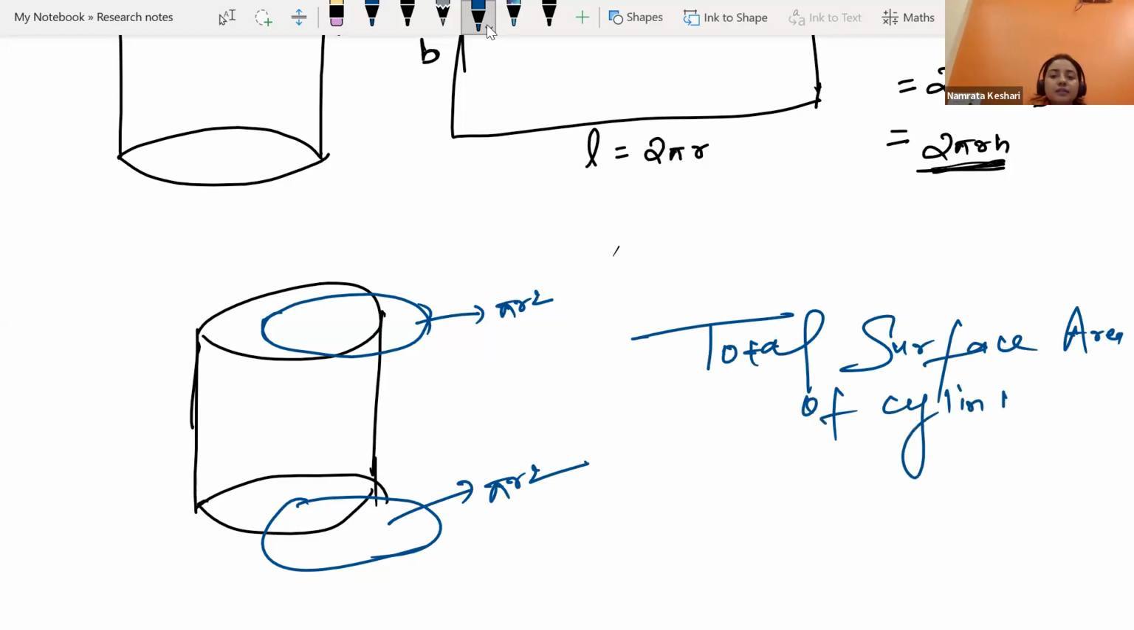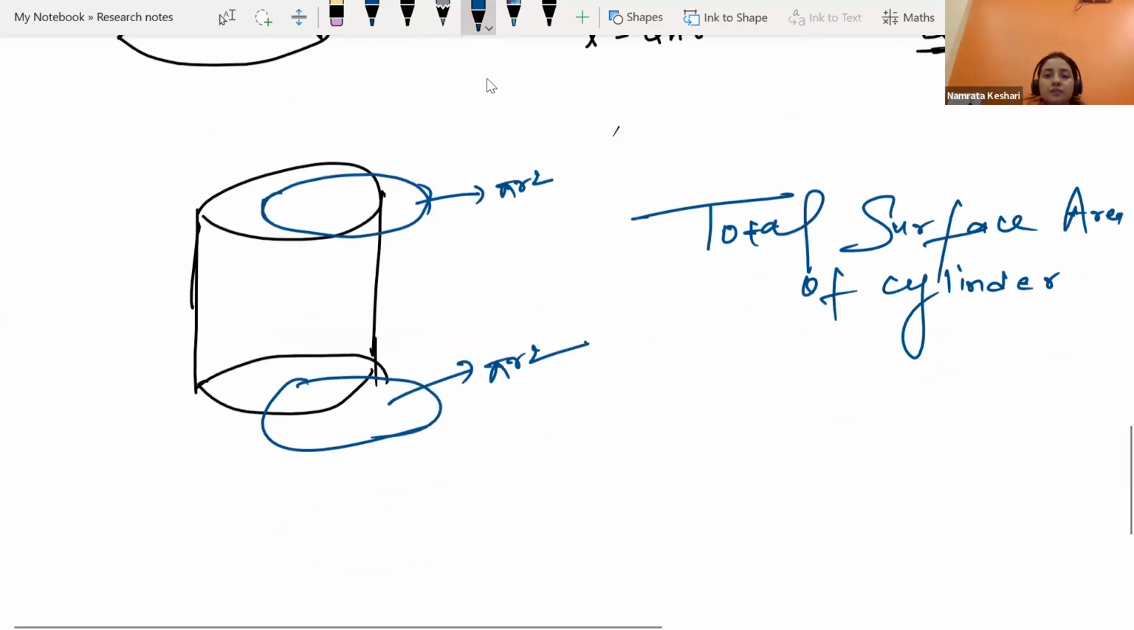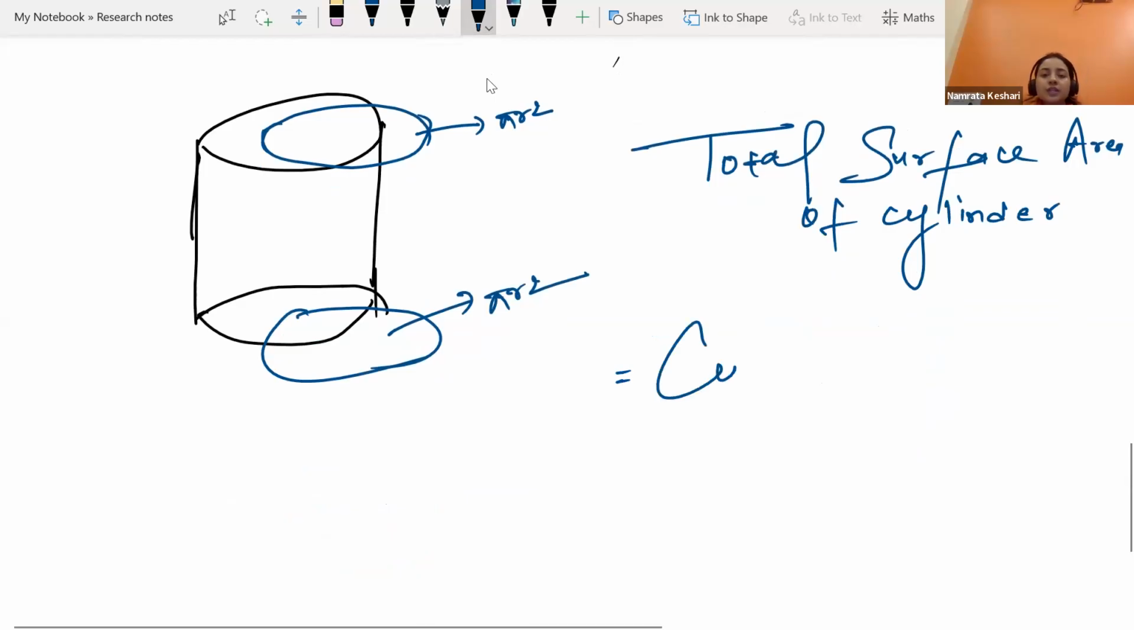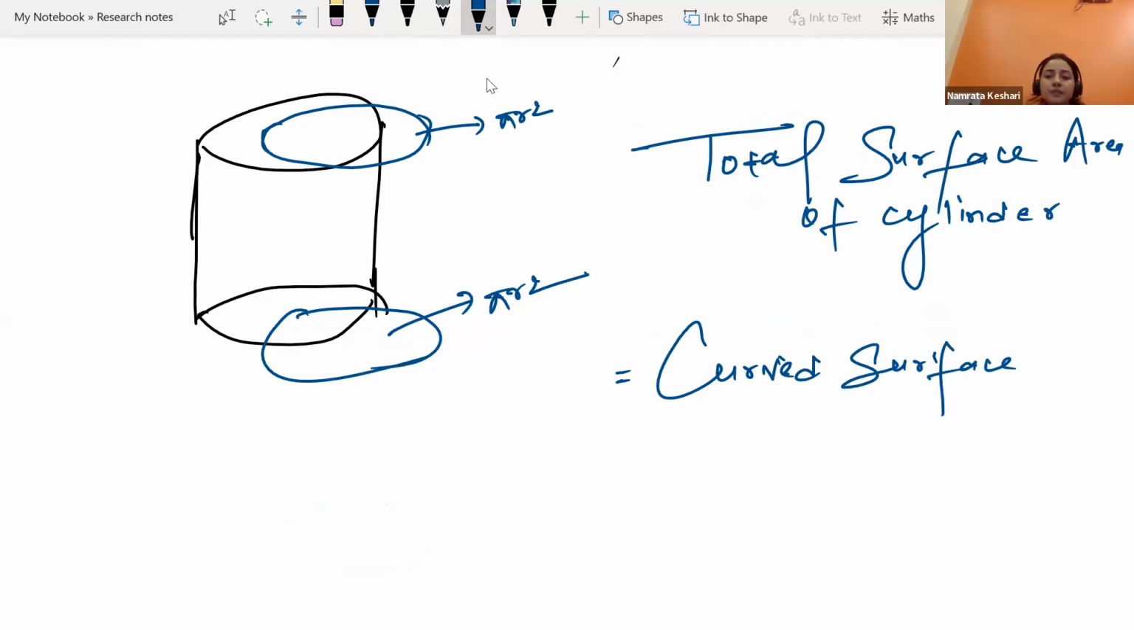And the formula is curved surface area 2 pi r h plus the area of the two circles, pi r square and this pi r square.